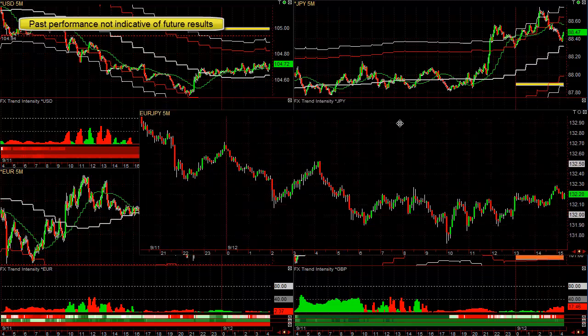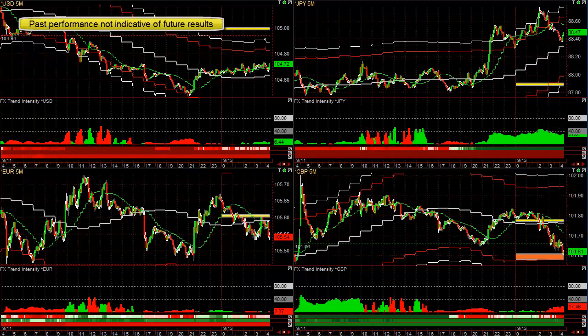It's super easy, and I'm only showing you 4 of the 8 currencies here, but there's quite a few more. I mean, there's actually the Australian, New Zealand, Swiss, and CAD as well that you can watch and trade.